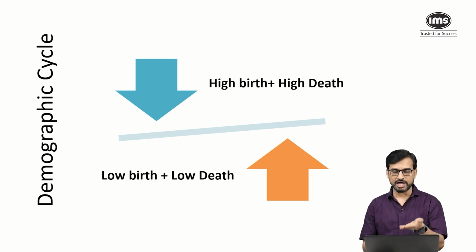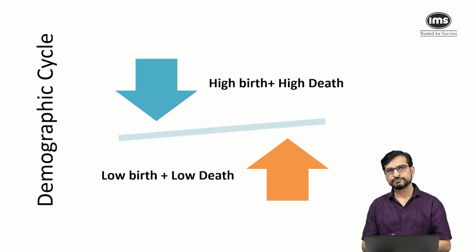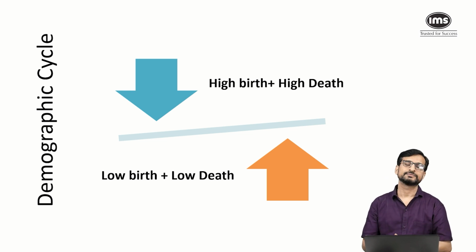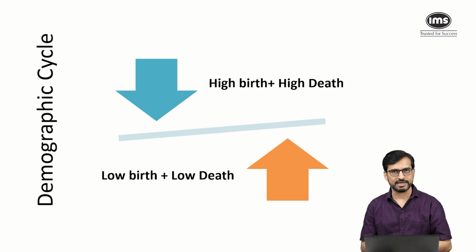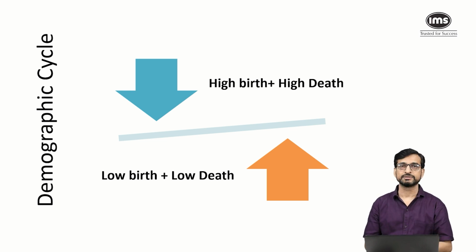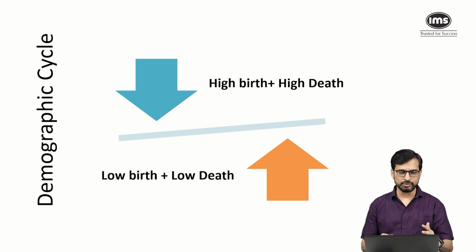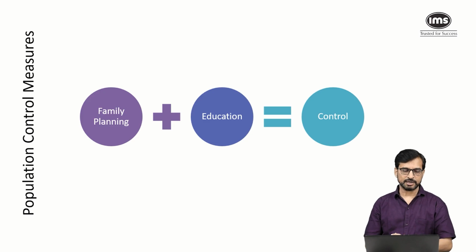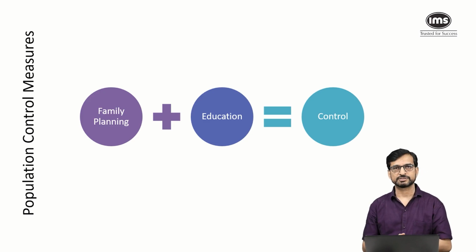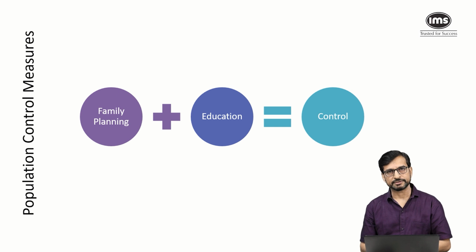Similarly, if it's a high birth, it's a high death rate, and from there it comes down to low birth, low death. If fewer people are born, of course the facilities can be equated to more of the people. That's how the demographic cycle takes place. Now coming to population control measures. Family planning and education are the two major concerns which combinedly result in control of population.